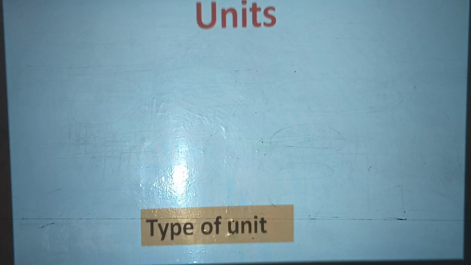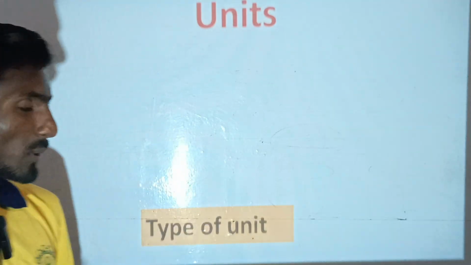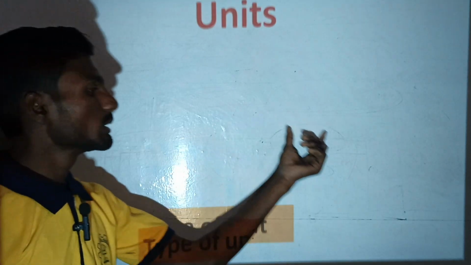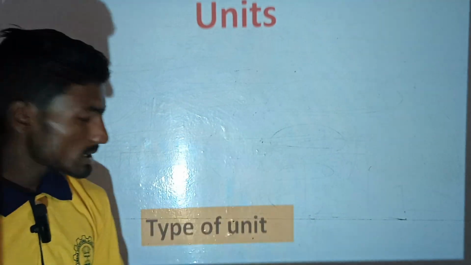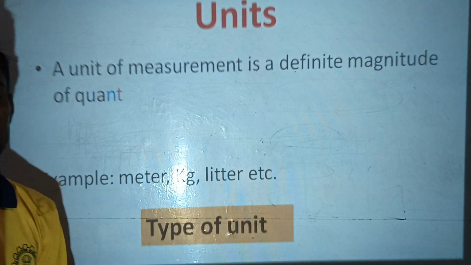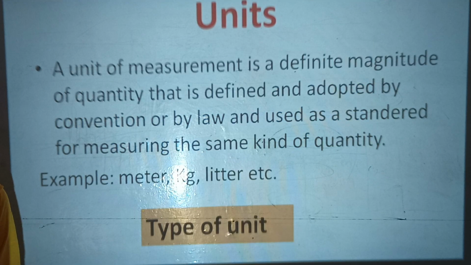Now we move into the next portion. What is a unit and what are the types of units? Before doing some numericals, we need to understand what units are and what their types are. Generally, a unit of measurement is the defined magnitude of a quantity, adopted by convention or by law and used as a standard for measuring the same kind of quantity.